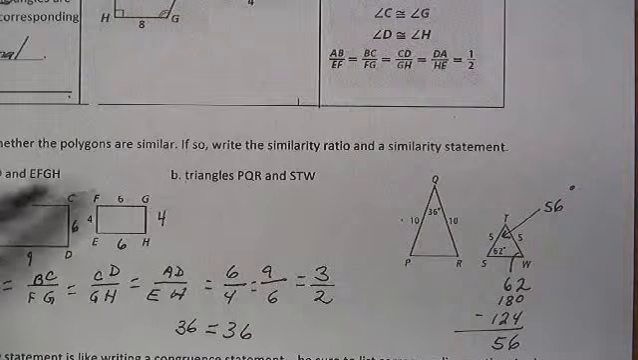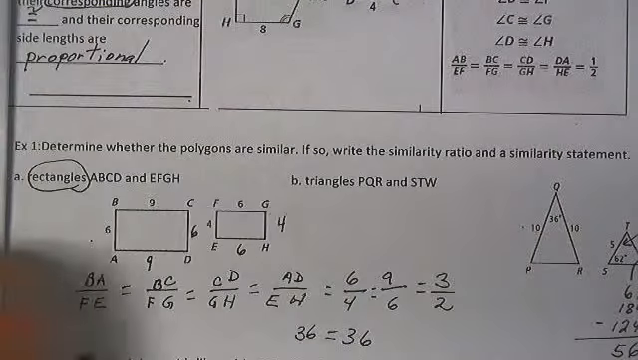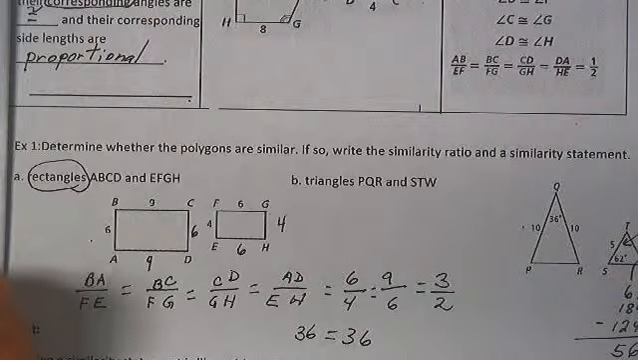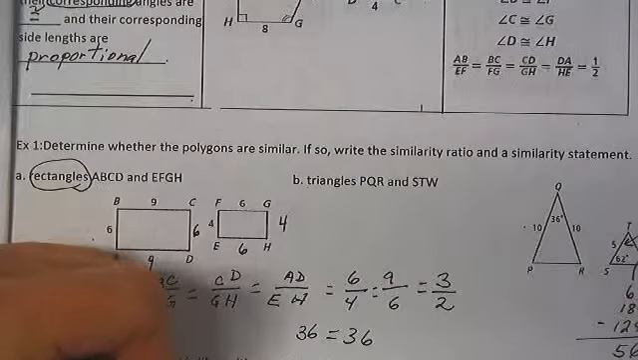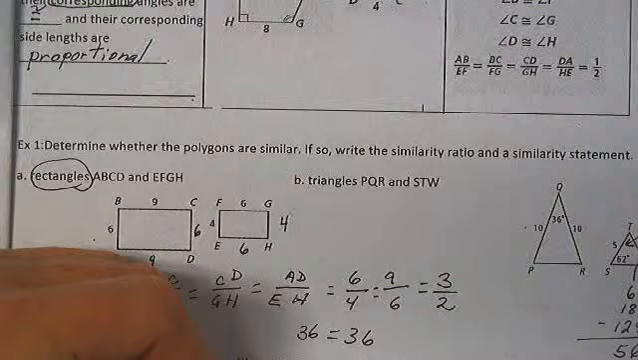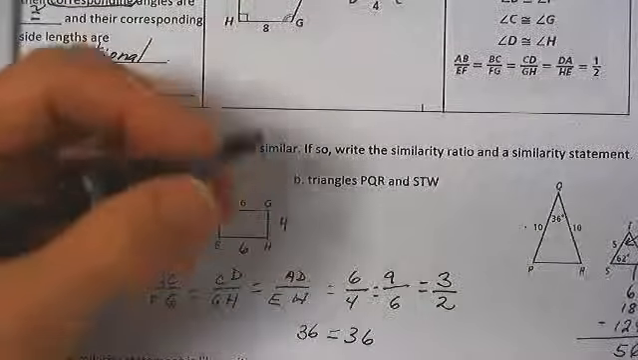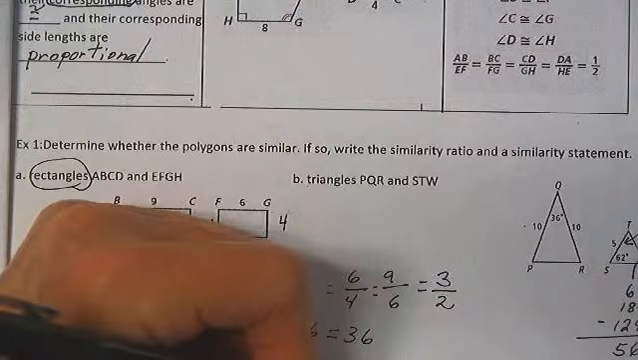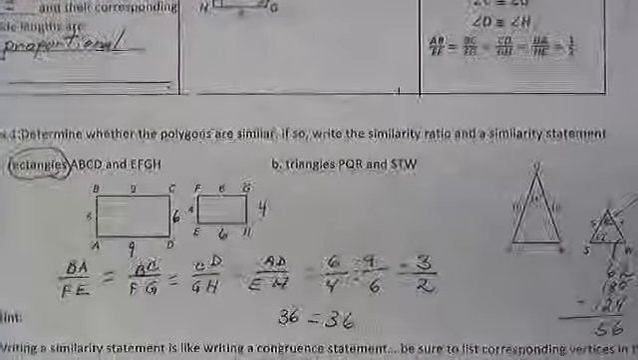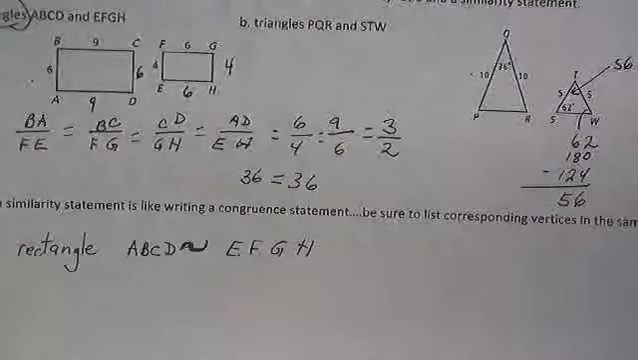When we do write a similarity statement, we want to write rectangle ABCD is similar, squiggle, is similar to rectangle EFGH. Those are the notes. Now we can start on the homework, and we're done.